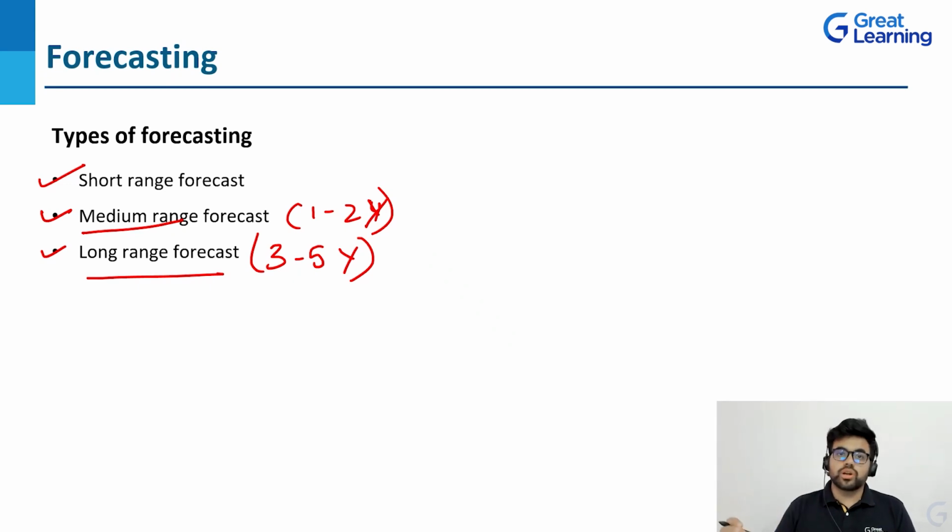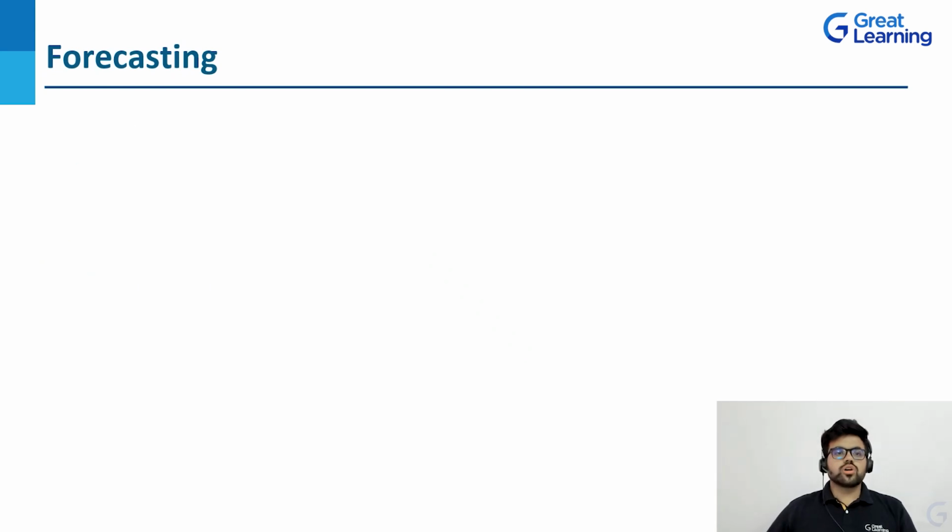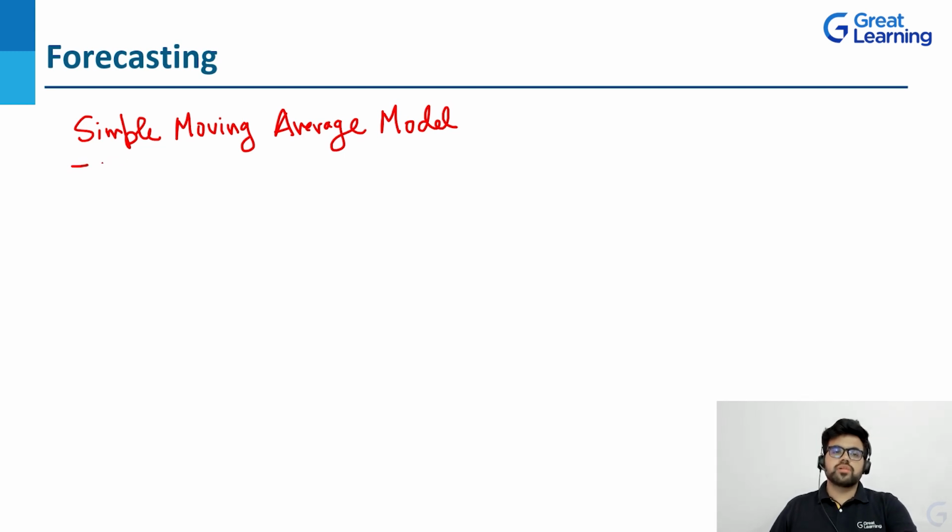The quantitative models would not work in this particular scenario. So what you have to do in that case is purely believe in what market research says. Now let's talk about the quantitative model that we are trying to understand. We'll know about one model, that is the simple moving average model. This model is very famous in terms of determining the forecast.